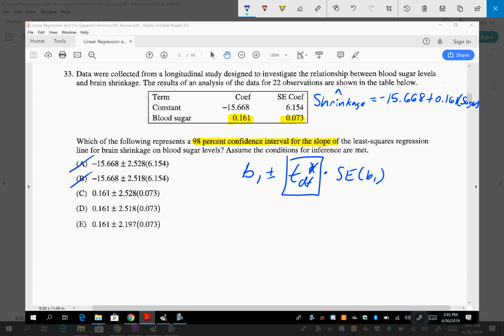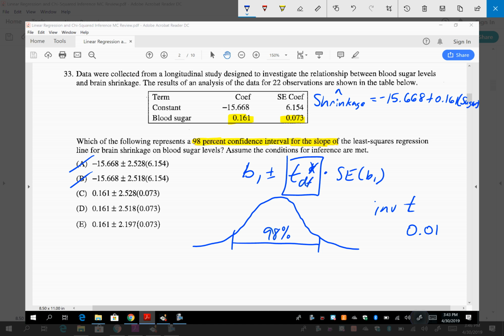How are we going to find t star? Excellent. Inverse t. What level of confidence are we using here? 98%. So how much is in each tail? Not a lot. Just 1% in each one, right? So I'm going to use inverse t, and I'm going to use 0.01. Why did I pick that? Because that's the area to the left. What's the other one I could use? 0.99. George added 98 and 1 and got 0.99.